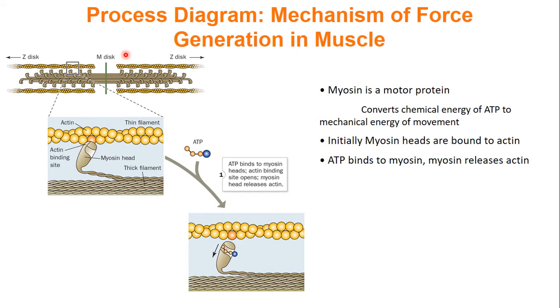In this video, we're going to look at how muscles actually move on the protein level in a process known as the power stroke. So myosin is known as a motor protein because it will take ATP and use that energy from ATP for movement. Now, initially in your muscles, we have myosin bound to actin. And the first thing that happens in the power stroke is that ATP will bind to myosin. And this binding event makes myosin release actin.